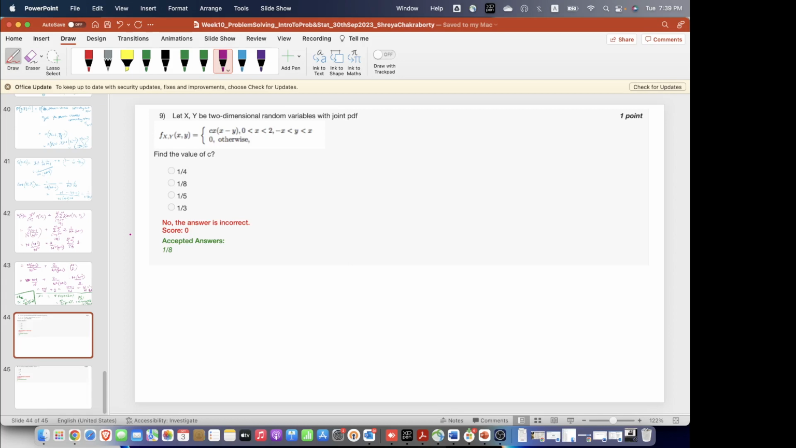Here again we have a similar problem. Let x and y be two-dimensional random variables with such and such joint PDF. Find the value of c. Same thing: the double integral of the bivariate f(x,y) over the range of x and y, dx dy, would equal 1. Now we just have to substitute.